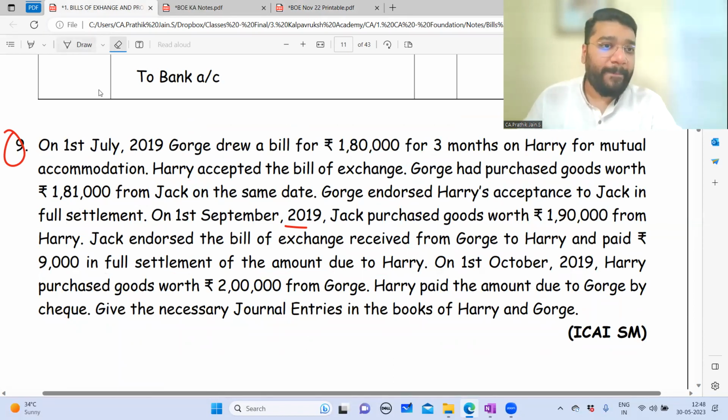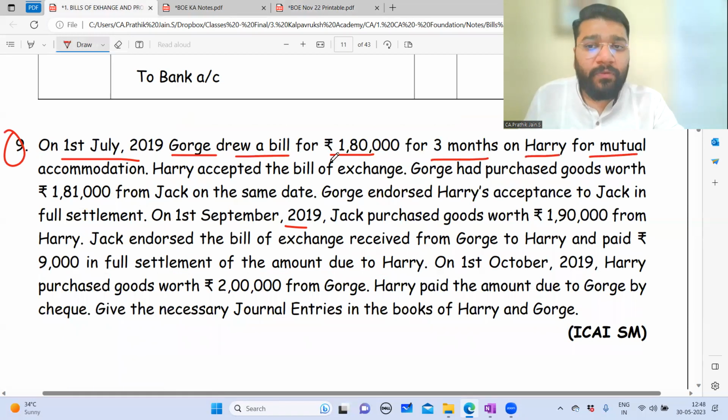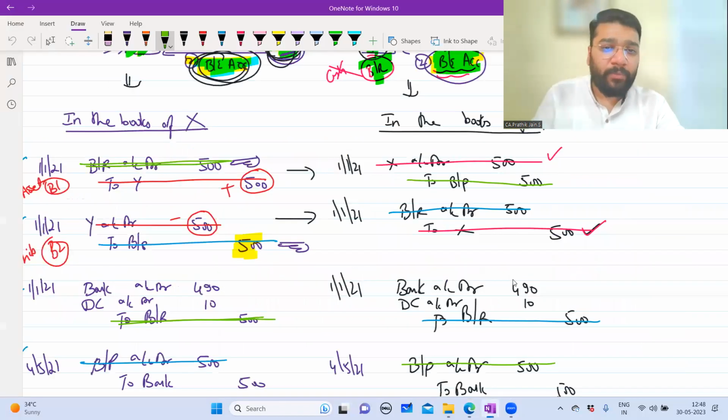Now, guys, one by one, we will do it. On 1st July 2019, George drew a bill of 180 for 3 months on Harry for mutual accommodation. So let's go back to the whiteboard.